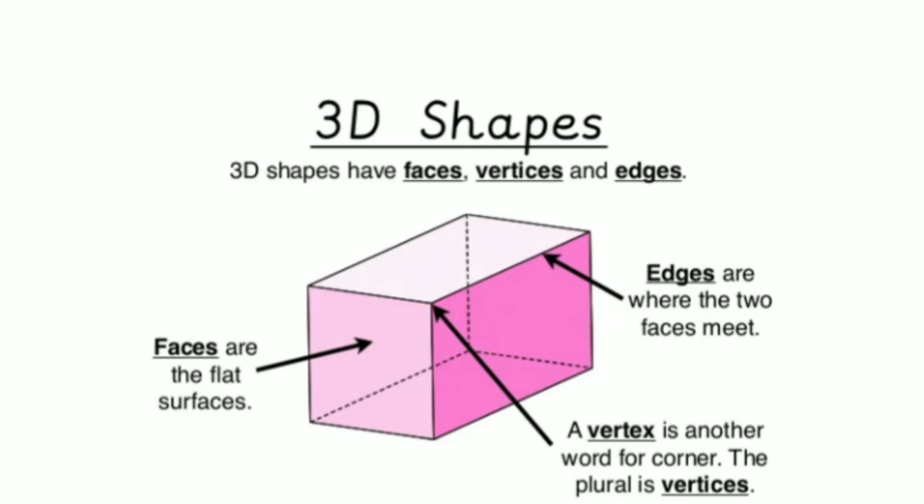What are faces? Faces are the flat surfaces. And what are edges? Edges are where two faces meet, where two flat surfaces meet. And a vertex is another word for corner. The plural is vertices. Where two or three corners meet is known as vertices.